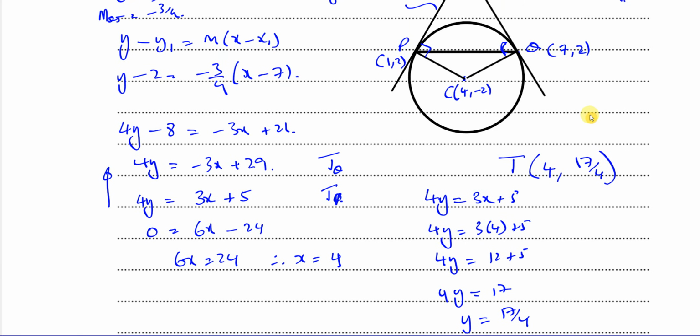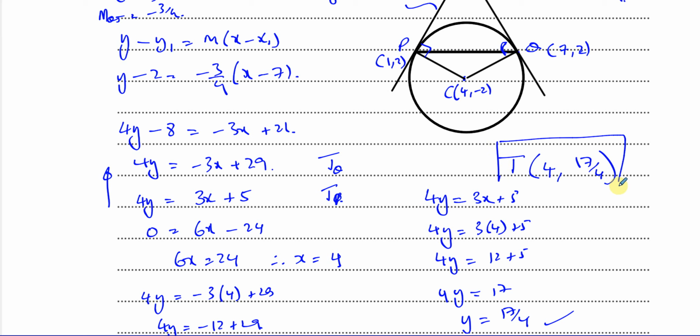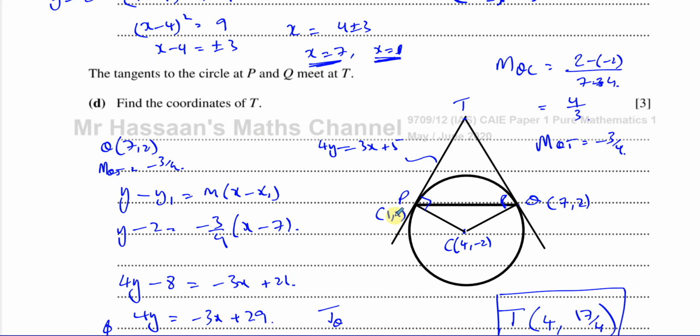We can make sure that we're correct by using the other equation that we got and putting 4 in there, as a check. So 4y equals minus 3 times 4 plus 29. 4y equals minus 12 plus 29. So 4y is equal to 17, so y is equal to 17 over 4. So we know that we're correct. Our coordinates of T are 4 and 17 over 4, and there we have the answer to this question.